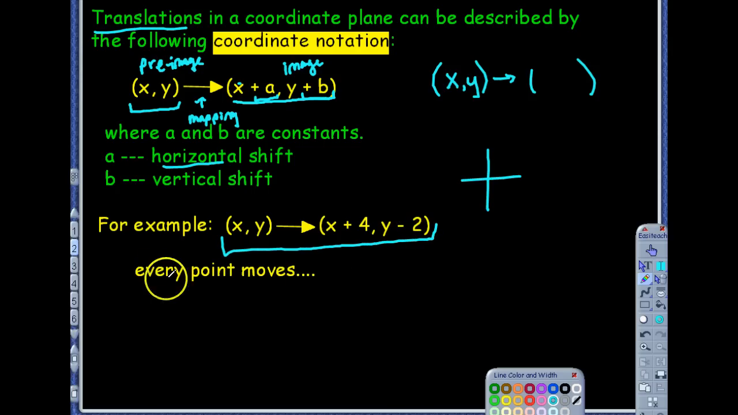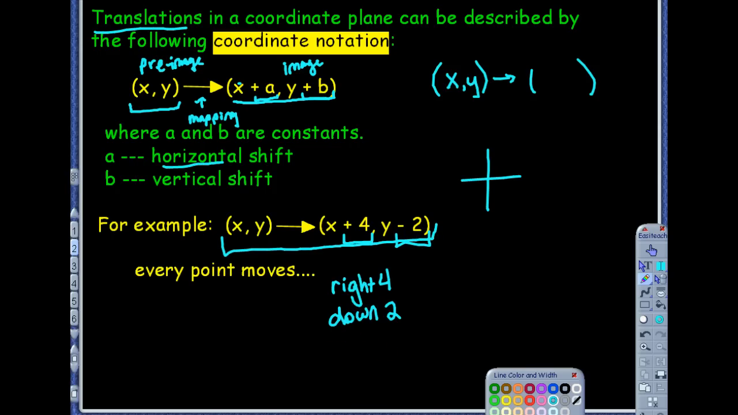Okay. So every point in this transformation that's happening here, in this translation, is moving which direction? Okay, well, if it says x plus 4, that's the horizontal shift. So that plus 4 means you're moving to the right 4. And the y minus 2 is talking about the vertical shift, so that'd be going down 2.